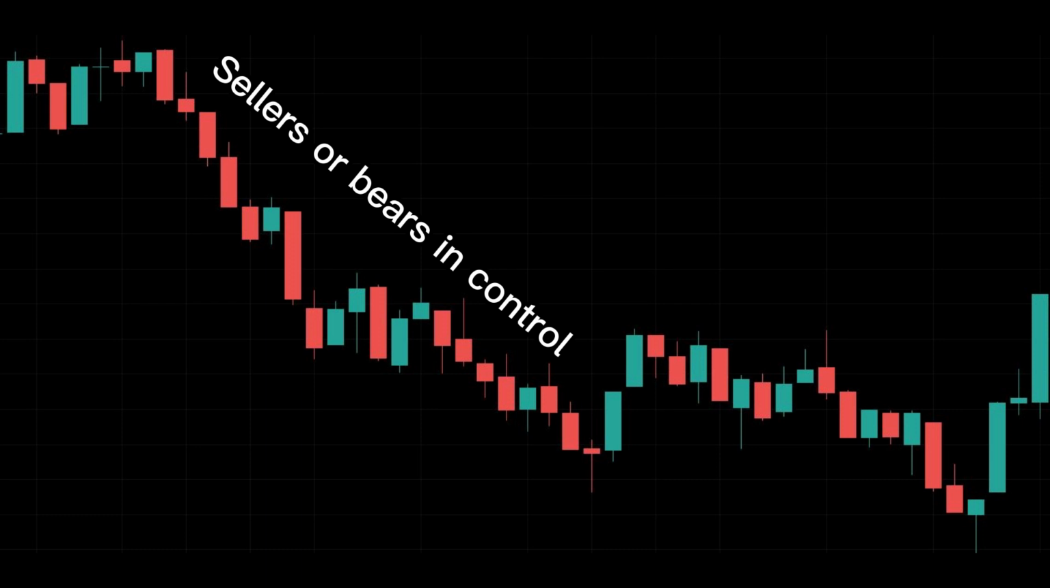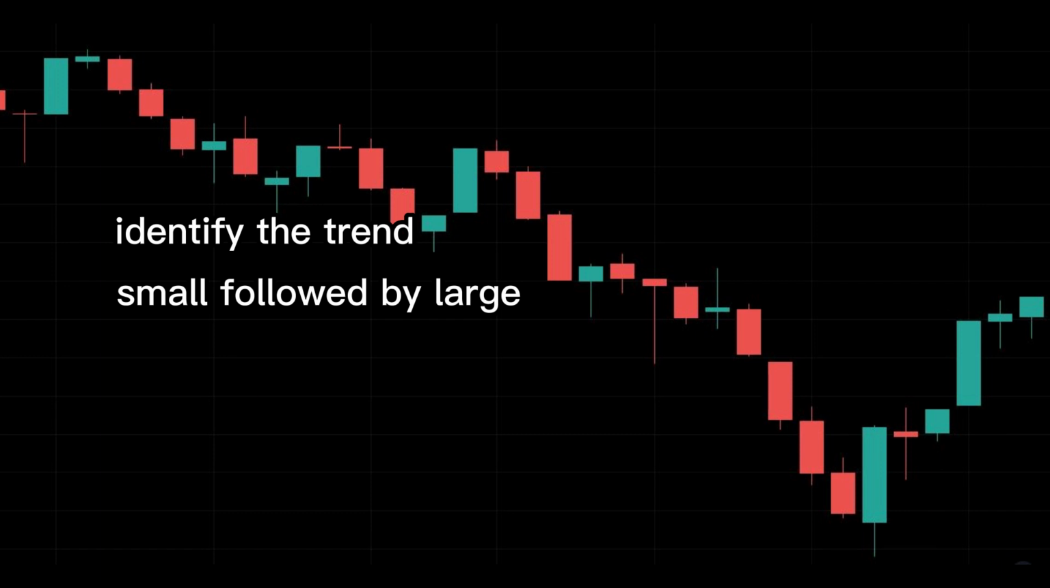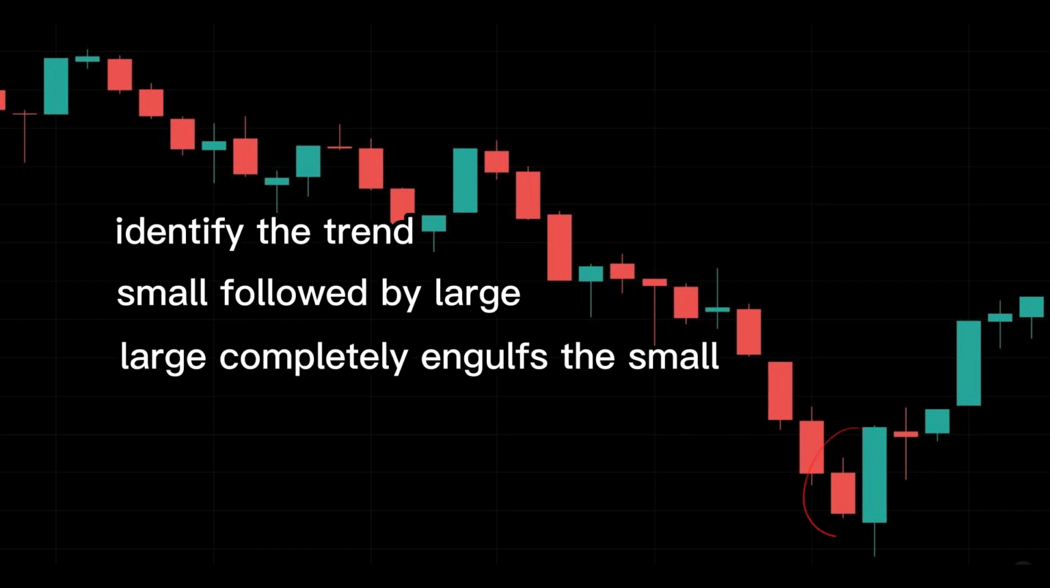How to recognize bullish and bearish engulfing patterns. To recognize bullish and bearish engulfing patterns, follow these steps. Step 1. Identify the current trend. Is it a bullish or bearish trend? Step 2. Look for a small candlestick followed by a larger candlestick. Step 3. Determine whether the larger candlestick completely engulfs the previous one.